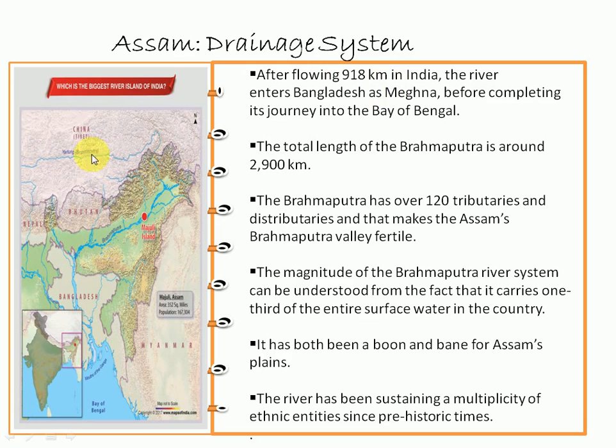This is the location of the river. You can see the Brahmaputra has 120 tributaries and distributaries that make the Assam Brahmaputra Valley fertile. The magnitude of the Brahmaputra river system can be understood from the fact that it carries one third of the entire surface water in the country. This is a very important fact. It has been both a boon and a bane for the Assam plains. The river has been sustaining a multiplicity of ethnic entities since prehistoric times. This is the location of Majuli Island, and its area is given here. This is the largest river island in the world.